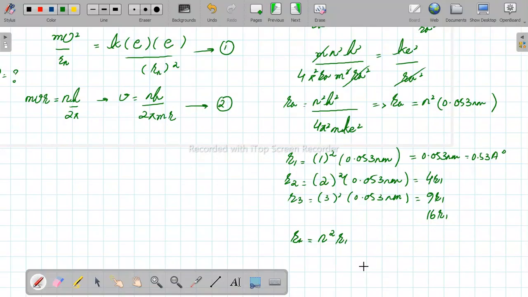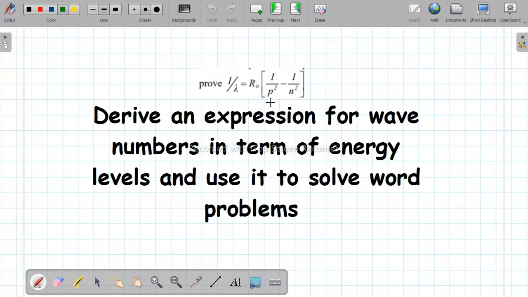This is the final conclusion from this lecture. In the next video, we are going to derive an expression for wave number in terms of energy levels, and then we'll use this expression to solve numerical problems.